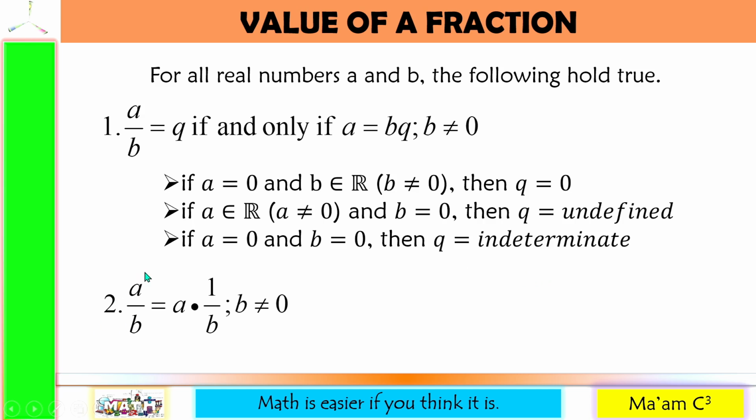Number 2, a divided by b is equal to a times 1 over b. Again, our b, which is our denominator, cannot be equal to 0. So what happened here is we just isolate our numerator, which is a. We isolate it, and then we multiply it by 1 over b. So when we isolate a, what is left in the numerator is the invisible 1. So we multiply it by 1 and then copy our denominator. For instance, we have 4 over 5. We can rewrite it as 4 times 1 over 5.